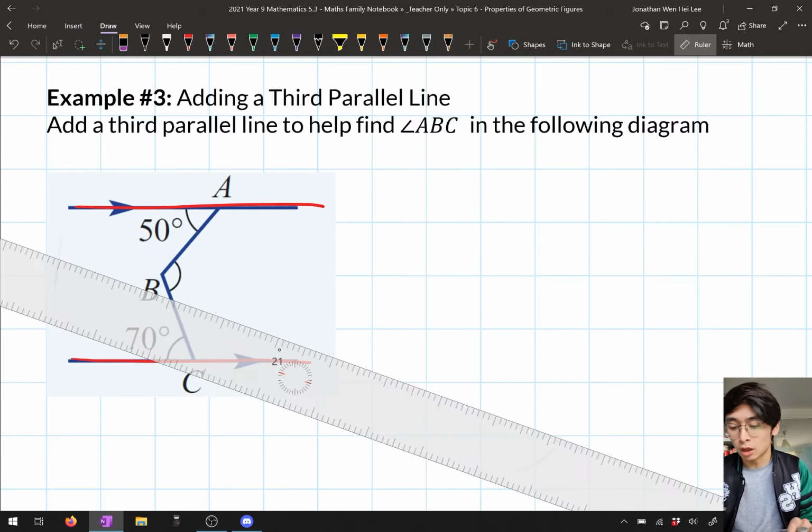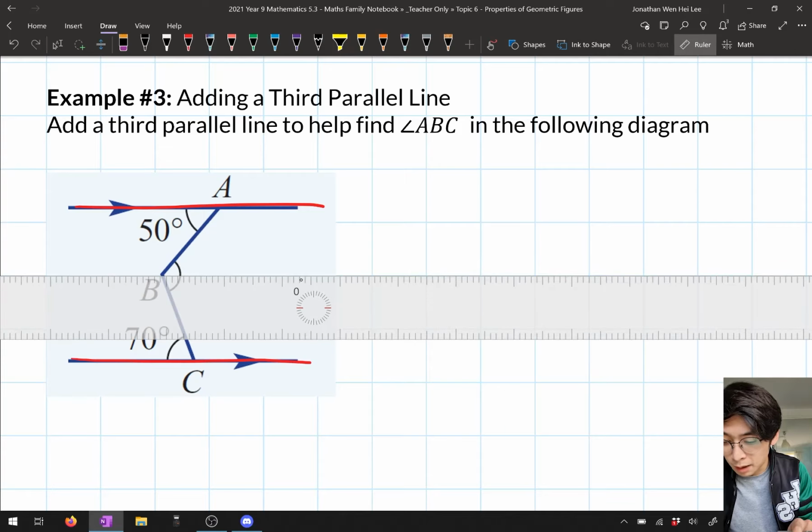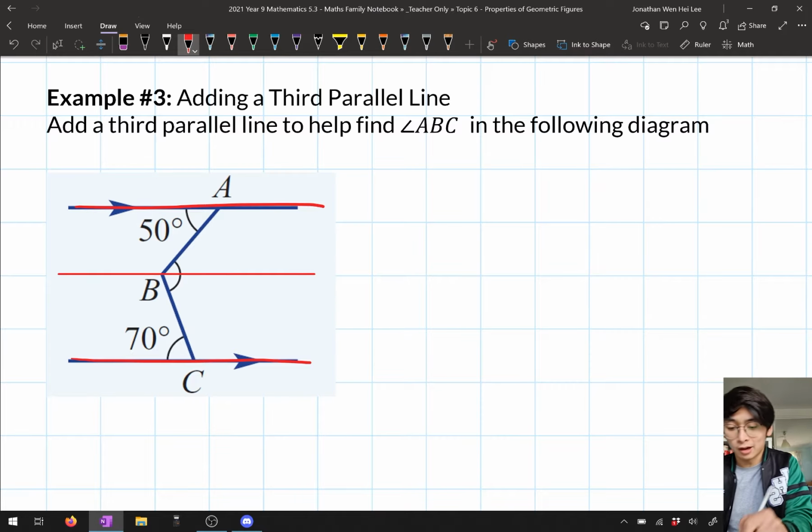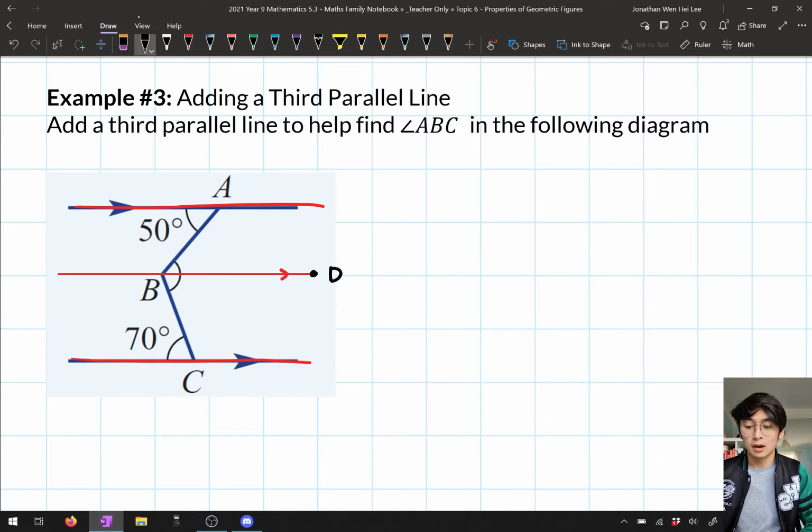Here I'm going to pull out my ruler and draw in a third parallel line. I'm going to draw this line here, and I'm going to create it so that it is parallel to both the top line and the bottom line. I'm also going to introduce another point over here just so I can talk about my angles: point D.